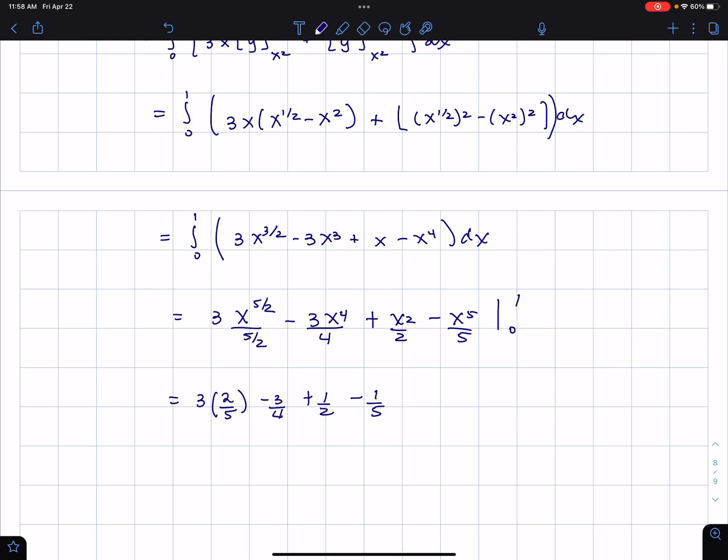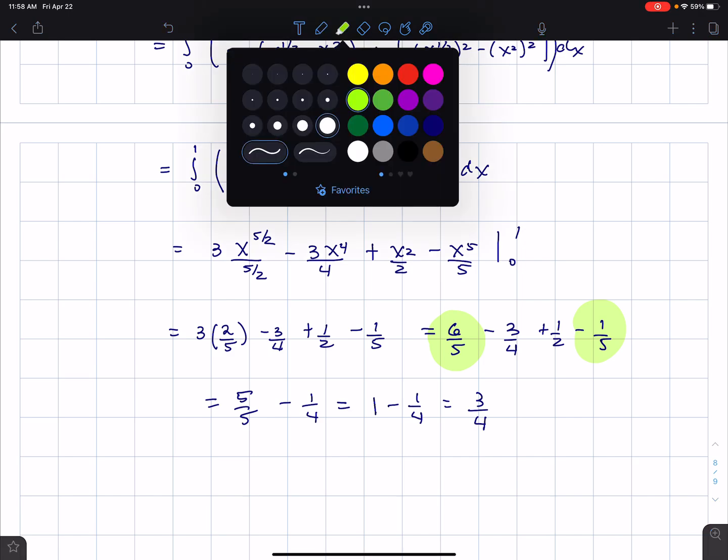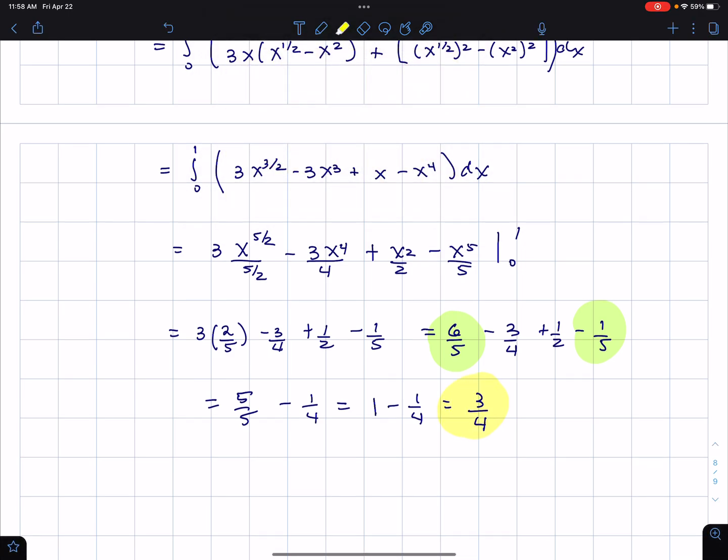All right. So this gives 6/5 minus 3/4 plus 1/2 minus 1/5. And 6/5 minus 1/5 makes 5/5. And then, well, I bet I can do that in my head. Negative 3/4 plus 1/2. That's negative 1/4. So 1 minus 1/4 is 3/4. And that is the answer to this problem.